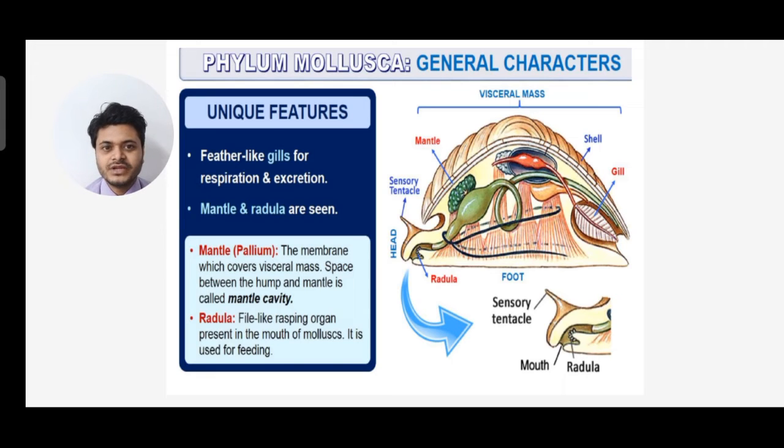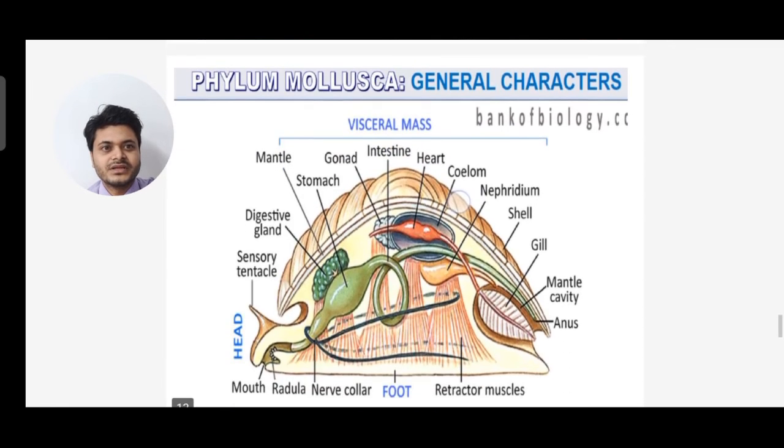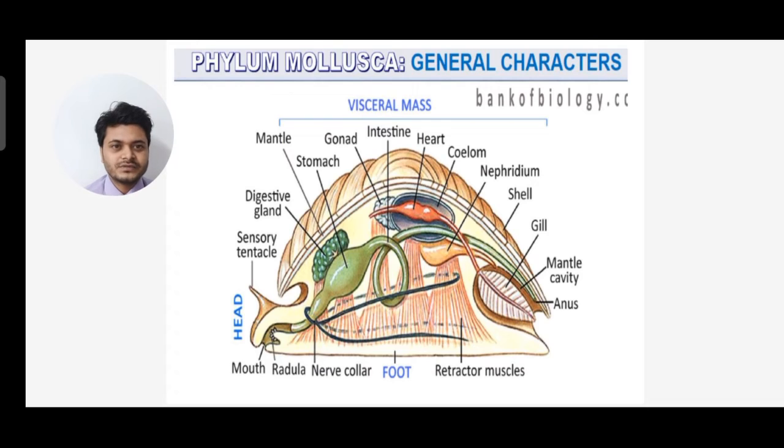They also have a radula. Radula are file-like rasping organs present in the mouth of molluscs. It is used for feeding. On the right hand side, nicely colored pictures are given showing the head, radula, foot, sensory tentacle, mantle, shell, gills, visceral mass and mouth. You can see the entire structure given nicely.